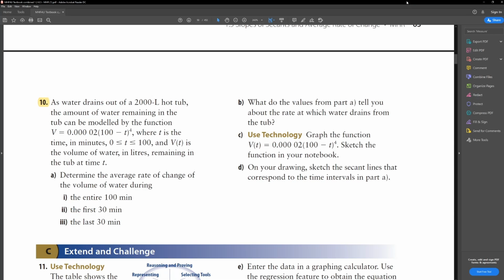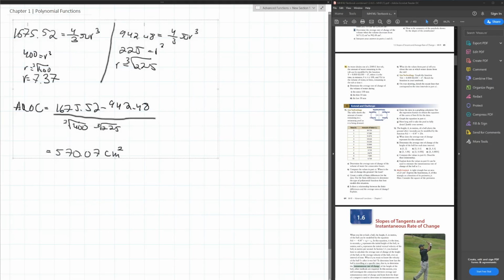For A, we need to determine the average rate of change of the volume of water during the entire 100 minutes, the first 30 minutes, and the last 30 minutes. So let's do that quickly.